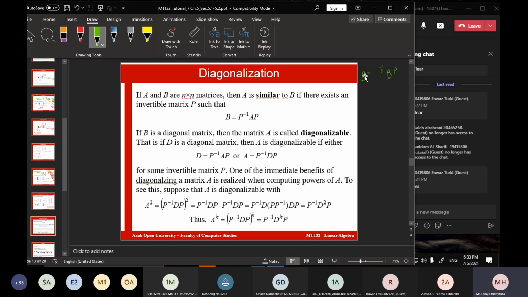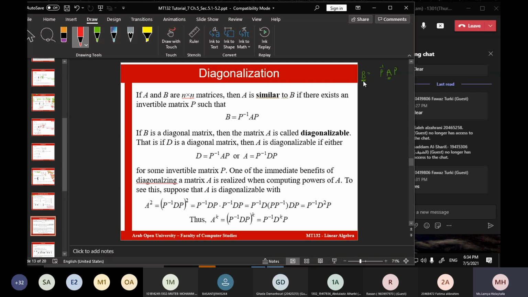Now, why is it important for two matrices to be similar? Because if A and B are similar, they will have the same eigenvalues. If matrix A and matrix B are similar, that means they have the same eigenvalues. Let's prove that. I'll show you how to prove that.